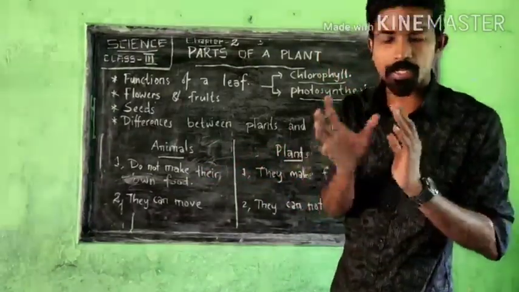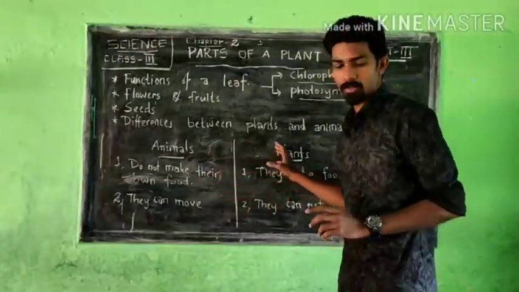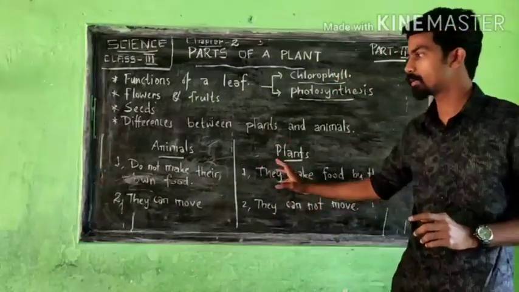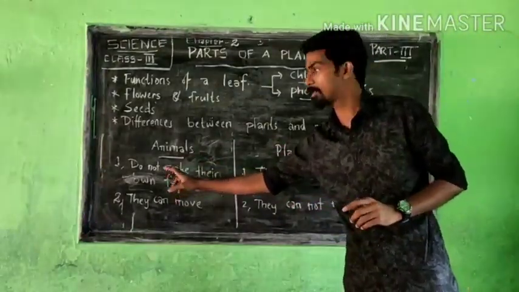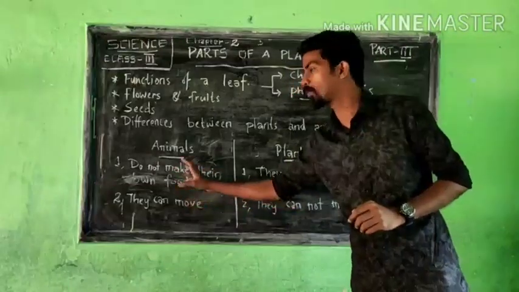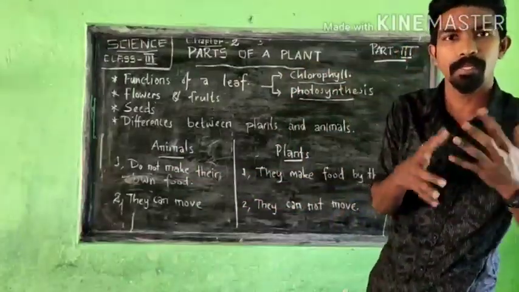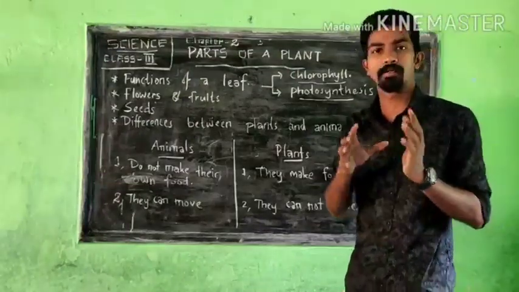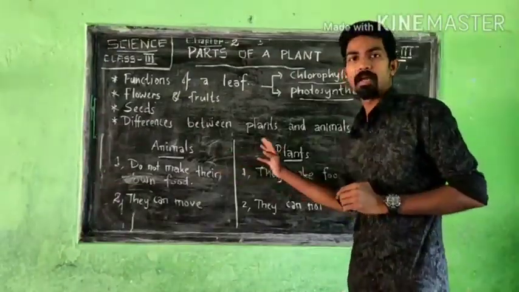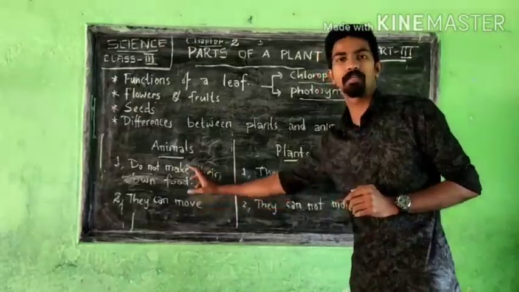So there are some differences between these two also. I wrote those differences here. You look at that one. First difference: they do not make their own food. Who? Animals. Animals do not make their own food. That is the first difference between animals and plants.